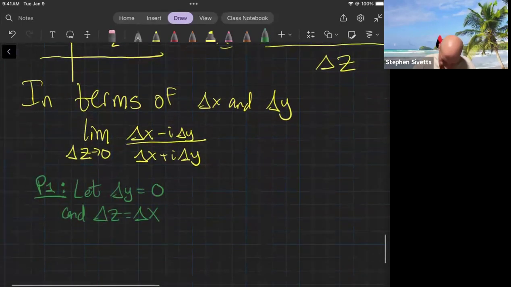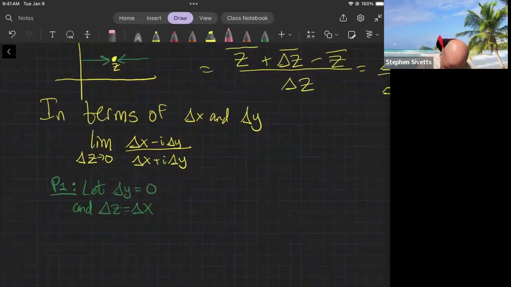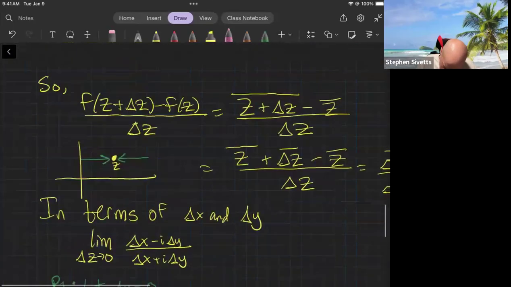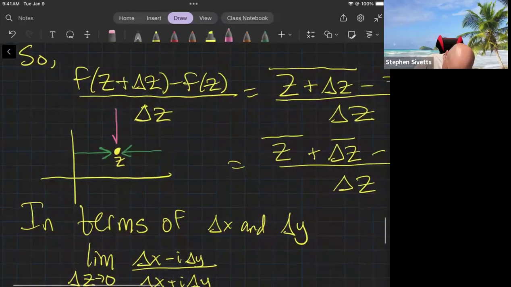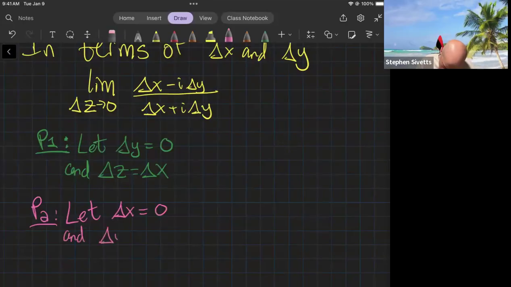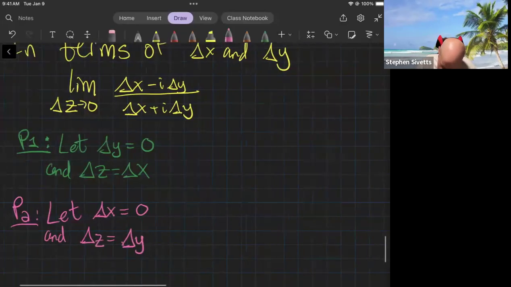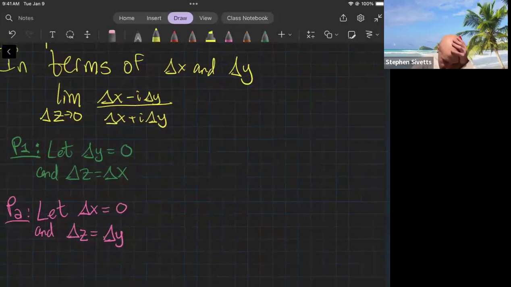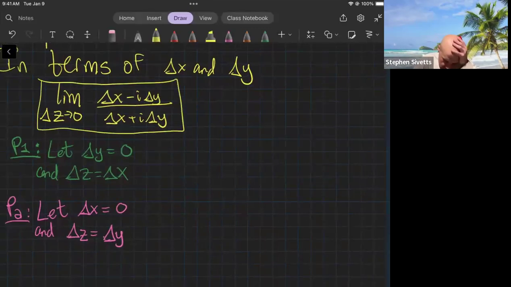So we're approaching the horizontal, okay? And then for the second path, we can do the same idea, but we're going to approach it along the vertical, right? So like that. In this case, we're going to let delta x be 0 and delta z equal to delta y, right? So we're going to evaluate the limit of this quantity by using those two paths, okay?